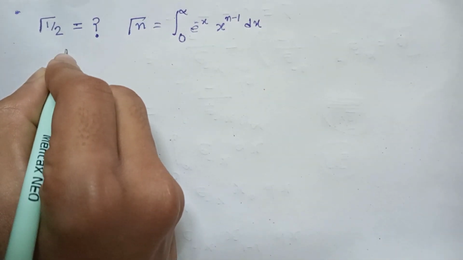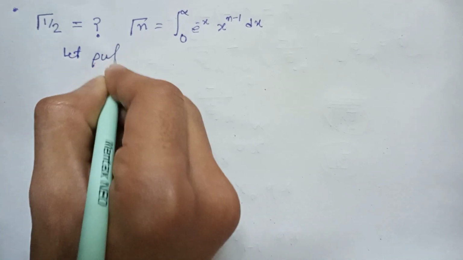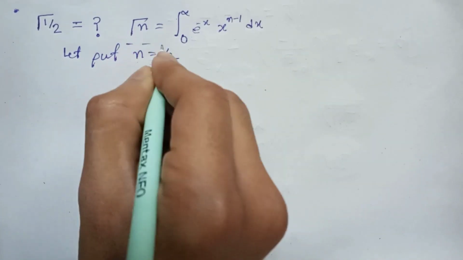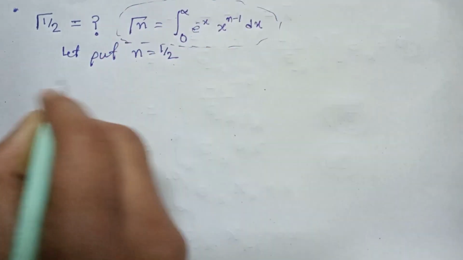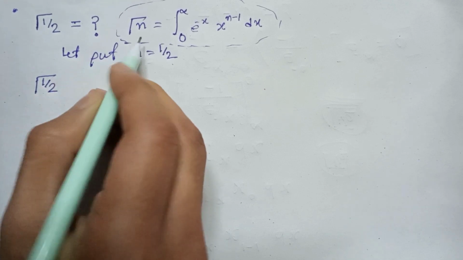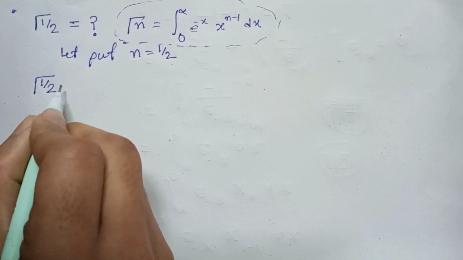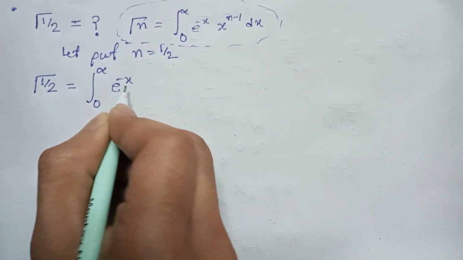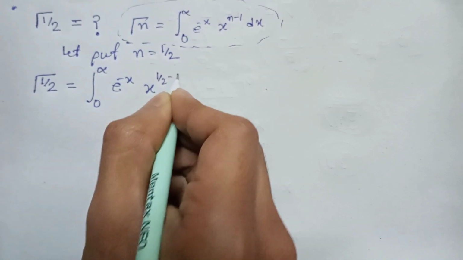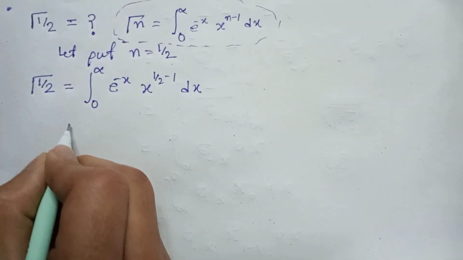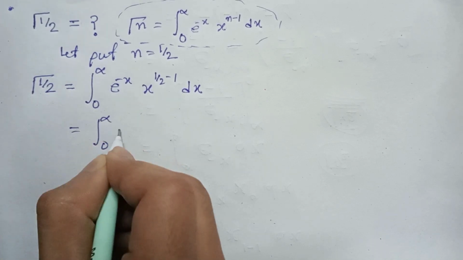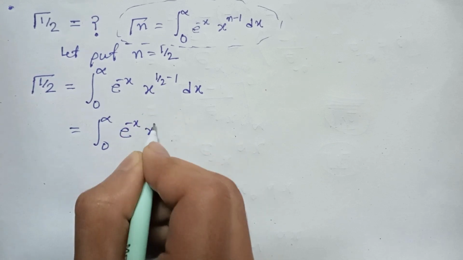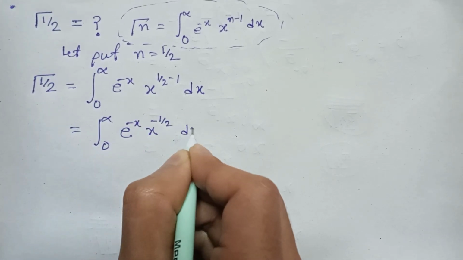Now let us put n equals 1 by 2. From this equation, if we put 1 by 2 in place of n, gamma 1 by 2 equals the integral from 0 to infinity of e to the power minus x as usual, and x to the power 1 by 2 minus 1, dx. That is, the integral from 0 to infinity of e to the power minus x, x to the power minus 1 by 2 dx.